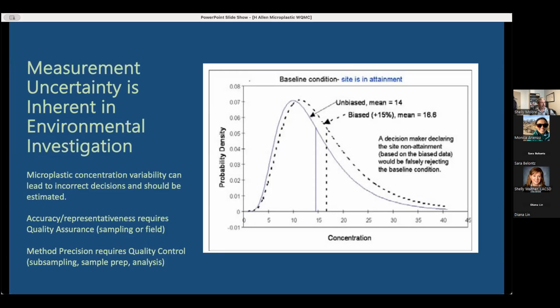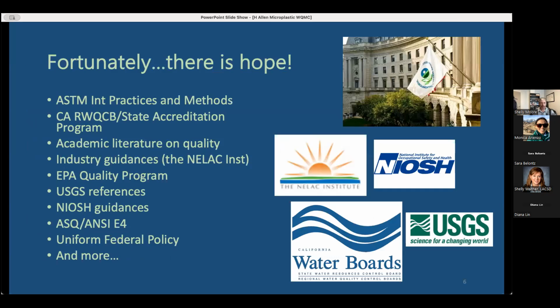So this is kind of my bread and butter, this baseline condition, null hypothesis stuff. It's my favorite topic. I used to teach a class on it at the University of San Francisco, and I've taught all over EPA as well. So here are some of my favorite general study plan references, and I added the Water Board and the new state accreditation program.